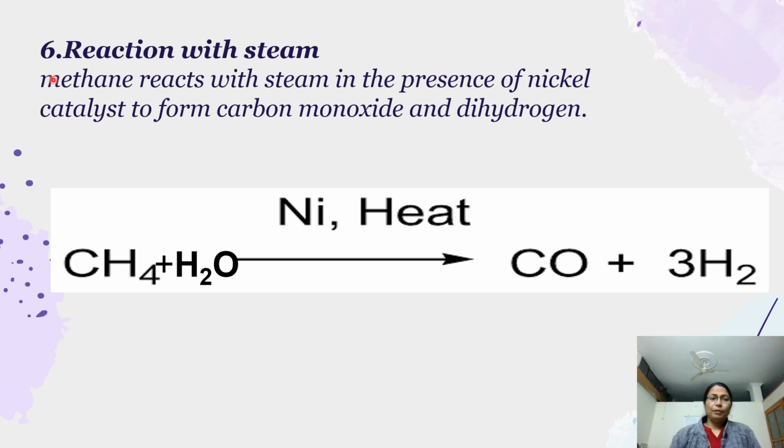Our next chemical property is reaction with steam. When methane is treated with steam in the presence of nickel as a catalyst, it forms carbon monoxide and dihydrogen. That is, when CH4 is treated with water in the form of steam in the presence of nickel, it forms CO plus 3H2.